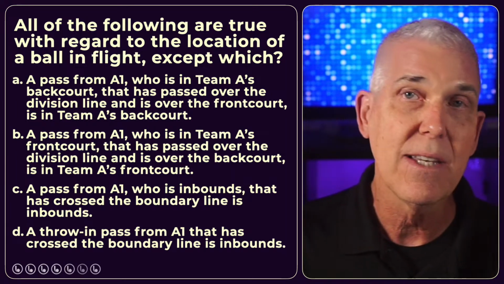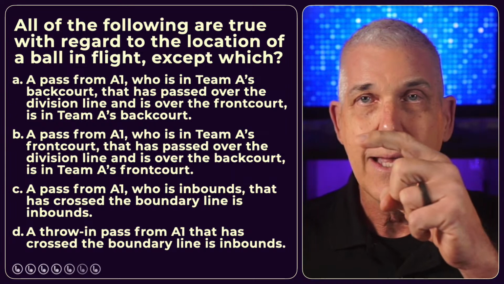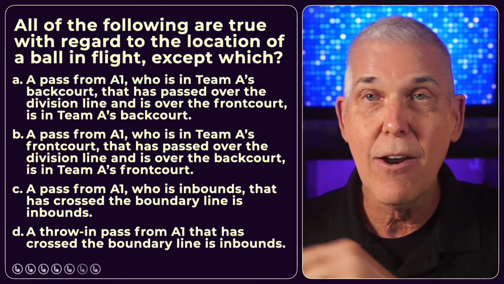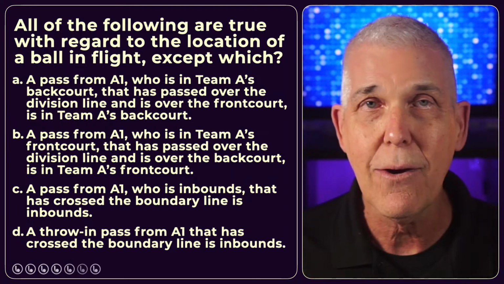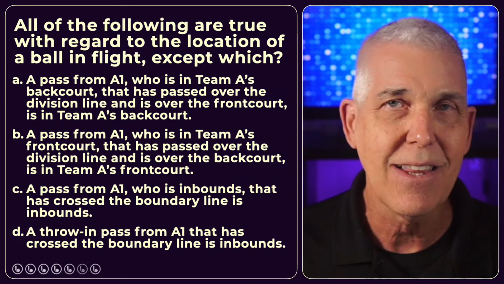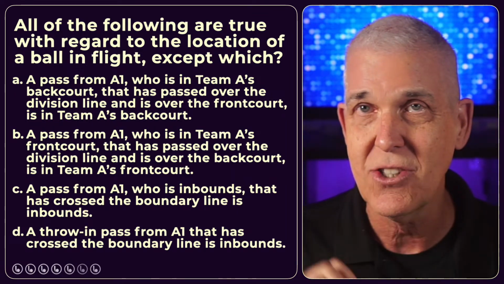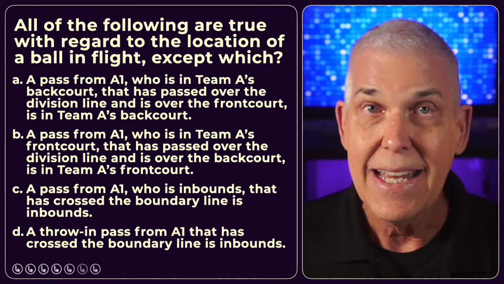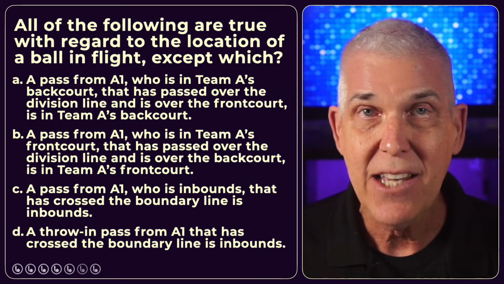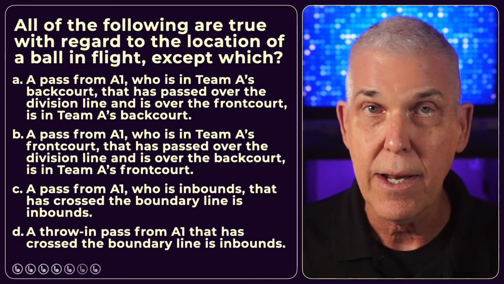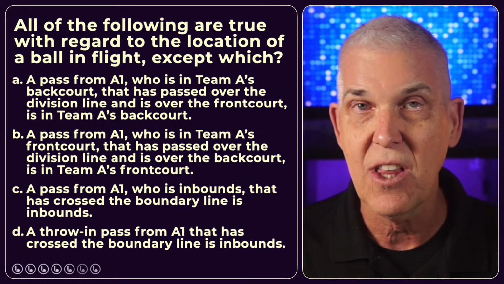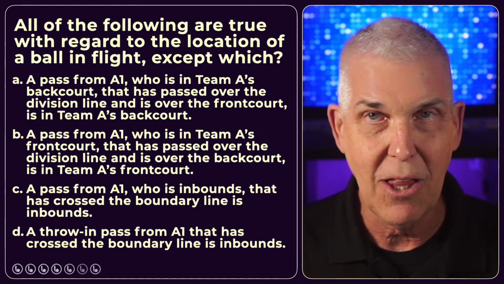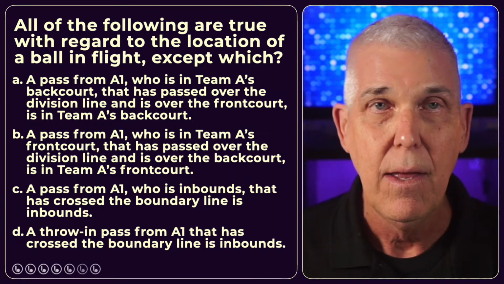So when A1, who's in the backcourt, throws the ball, it goes past the division line, it's in the air above the front court. By rule, where is the basketball? It's still in the backcourt until it changes its status, ball location. So that is a true statement. B, a pass from A1 who is in Team A's front court and has passed over the division line and is over the backcourt is in Team A's front court. By the same logic, that is a true statement as well.